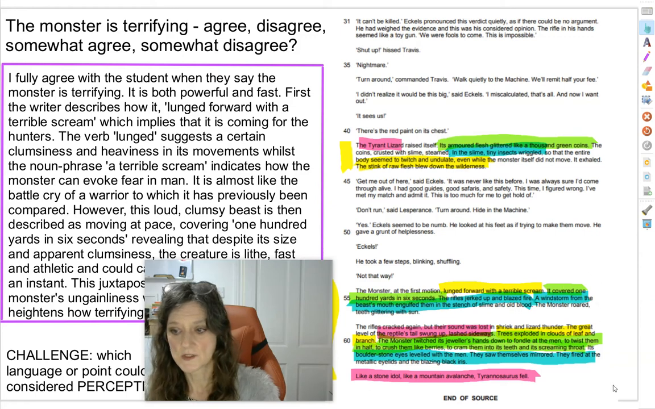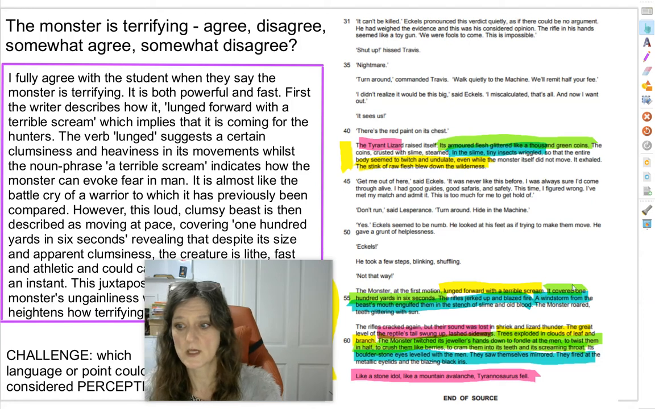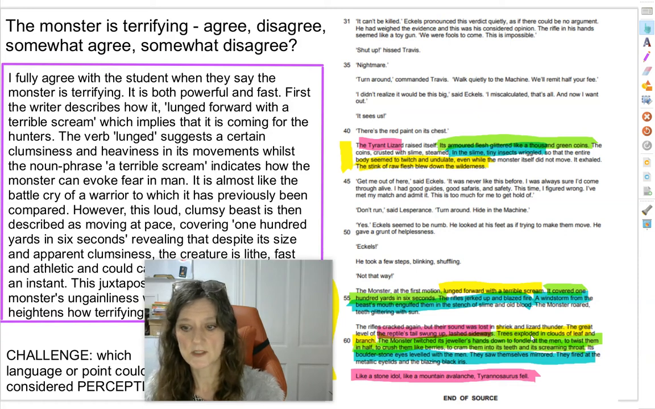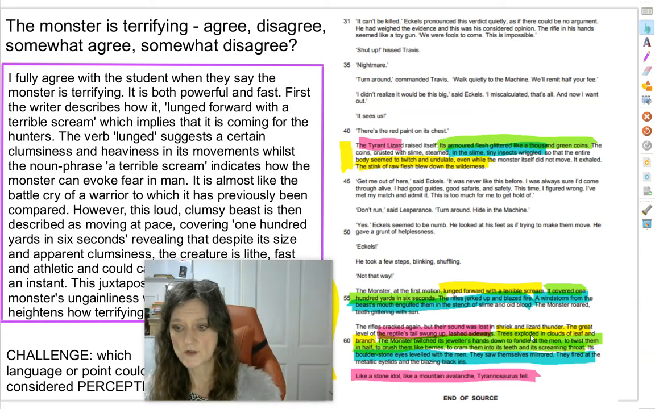And this whole section at the end, the monster lunged forward with a terrible scream. It covered 100 yards in 6 seconds. The rifles jerked up and blazed fire. A windstorm from the beast's mouth engulfed them in a stench of slime and old blood. The monster roared, teeth glittering with the sun. The rifles cracked again, but the sound was lost in the shriek and lizard thunder. The great level of the reptile's tail swung up and lashed sideways. Trees exploded into clouds of leaf and branch.